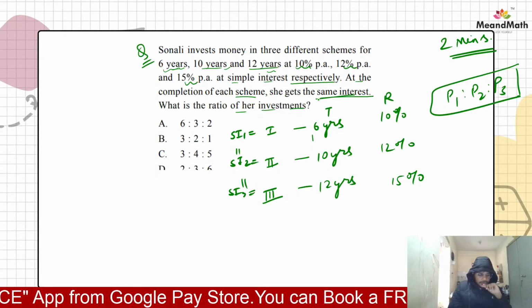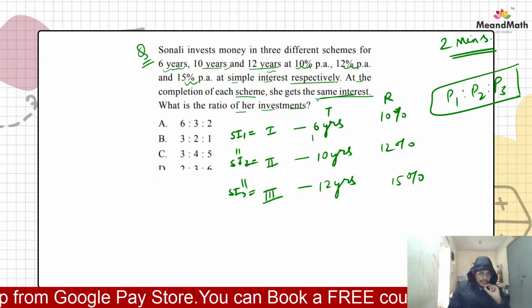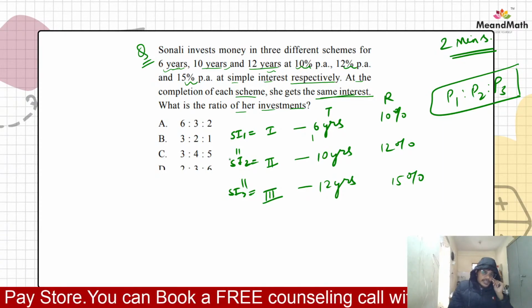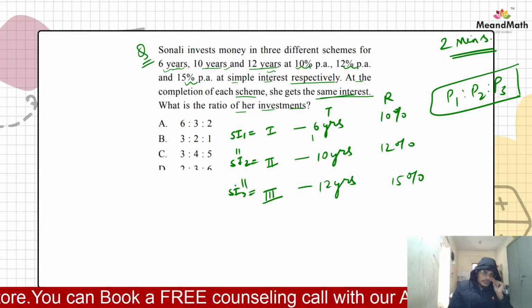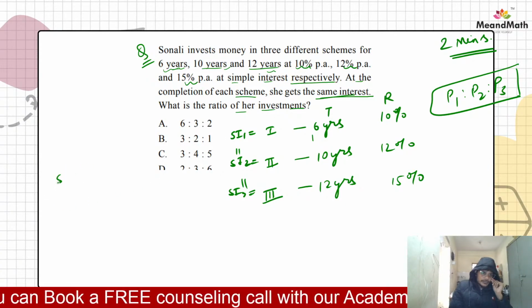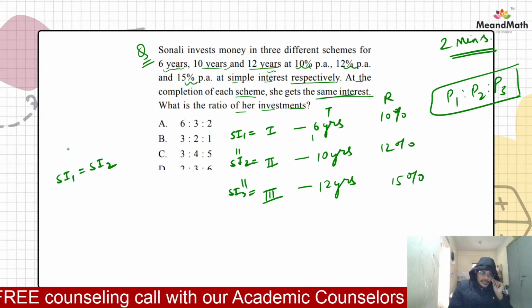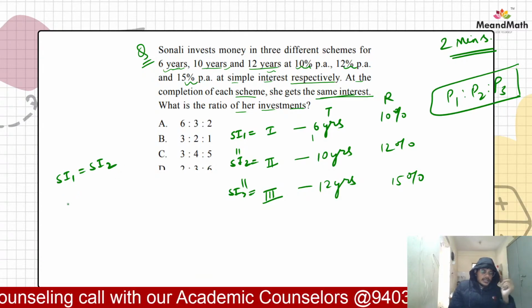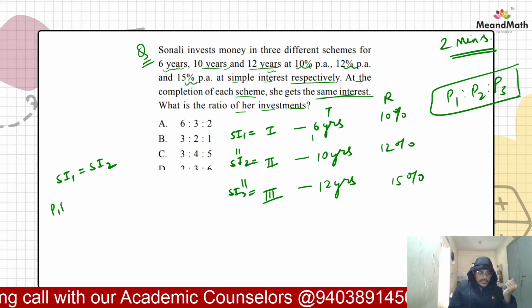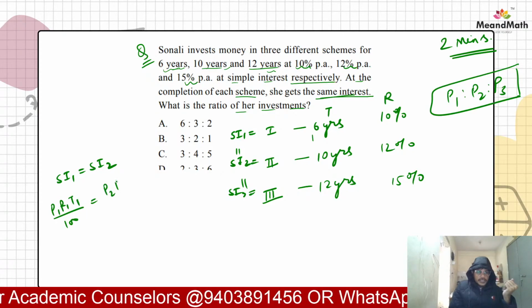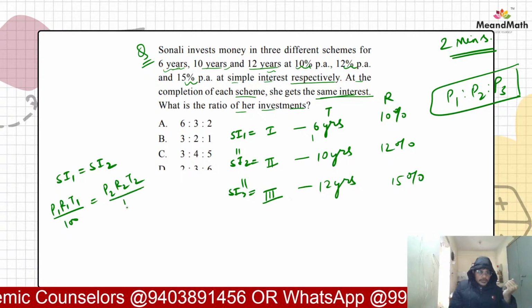Okay, 3:2:1. Now Arsh, can you please check once again. Now see, SI1 is equal to SI2 and SI2 is equal to SI3. Let me write first SI1 is equal to SI2, right? Now see what the SI formula is: P1 into R1 into T1 upon 100 is equal to P2 into R2 into T2 upon 100.